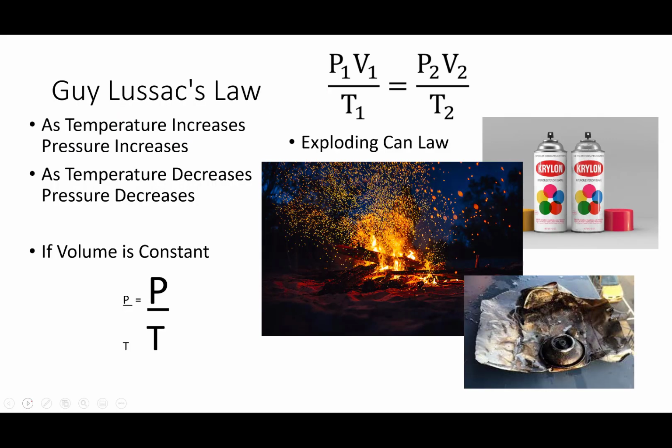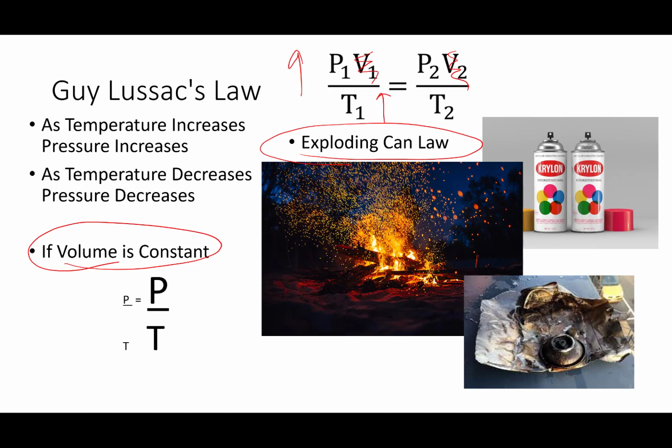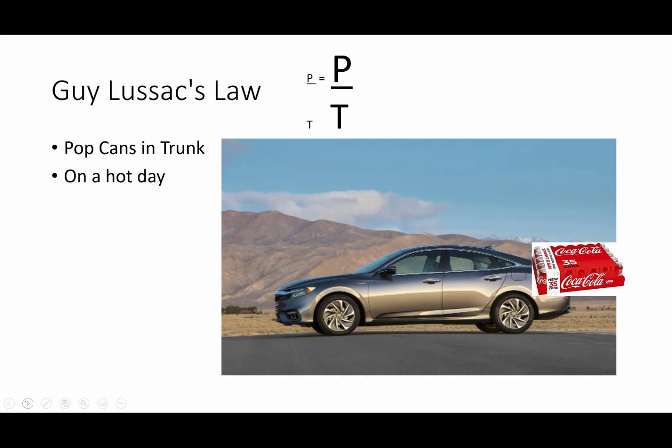Last of the three is Gay-Lussac. What happens if volume is constant? Well, this is the exploding can law. If we keep volume constant, as temperature goes up, pressure is going to go up. Please don't do this at home, but if you ever throw an aerosol can into a fire, it's going to explode because the pressure is going to increase to the point it will destroy the integrity of that can.